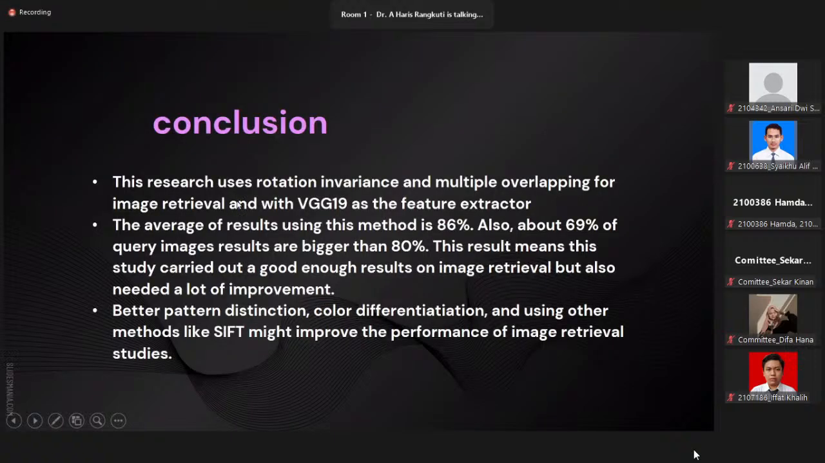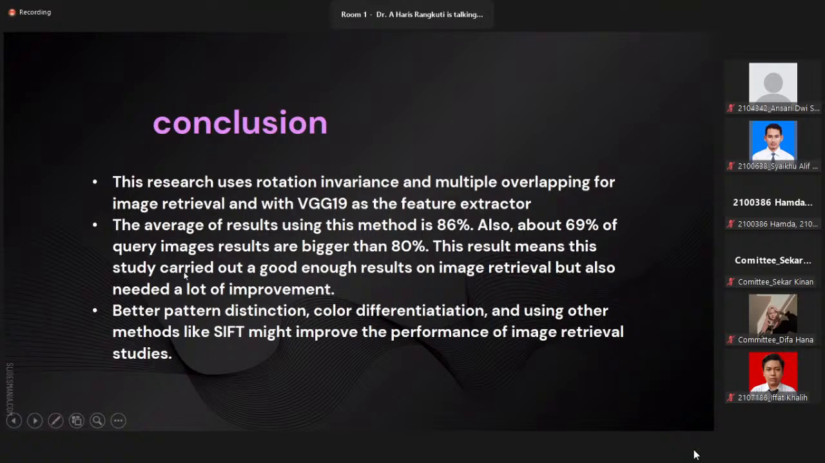Conclusion: this research uses rotation-invariant and multiple overlapping for image retrieval, with VGG19 as the feature extraction. The average result using the method is 98%. The smallest is 69%, and 90% of the query image results are bigger than 80%.